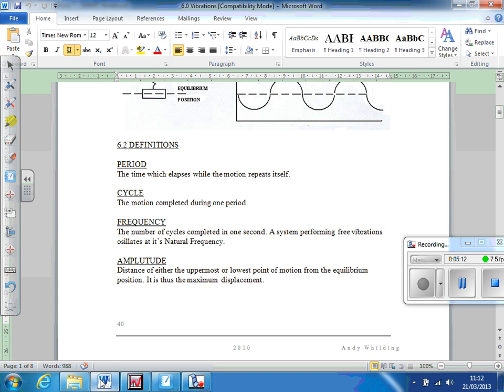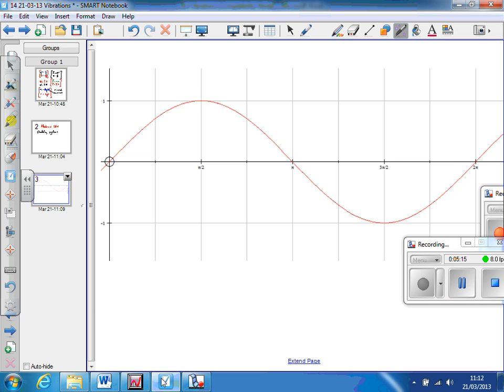If I go back to this again, if the time for one oscillation is given by that period, there's got to be a relationship between the period and the frequency, which is the number of oscillations per second. So if the frequency was 1 hertz, what would be the period? If the frequency is 1 hertz, the period is 1 second. If the frequency is 2 hertz, half a second. If the frequency is 3 hertz, a third of a second, because there's 3 in a second.